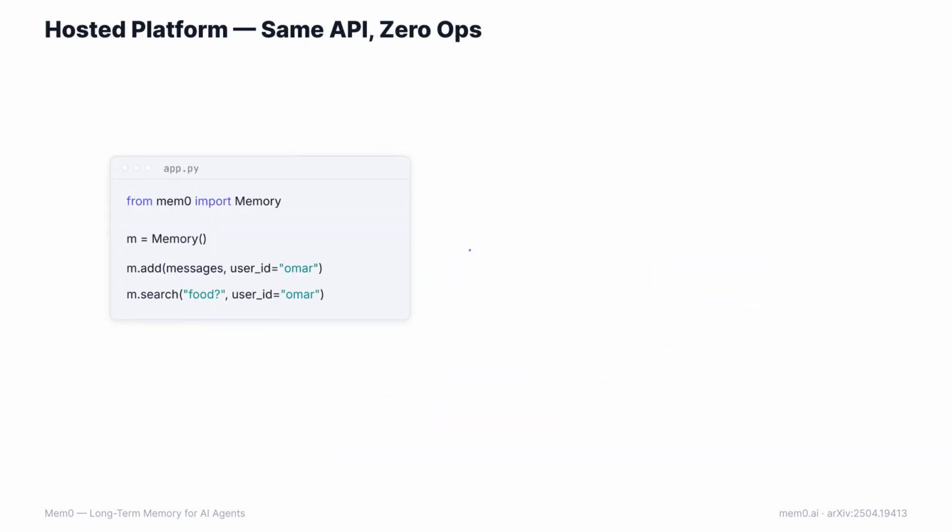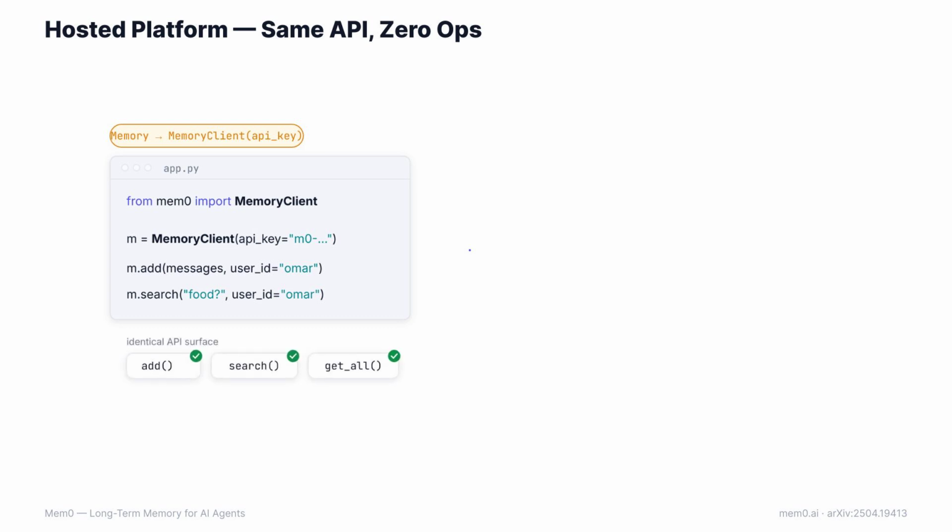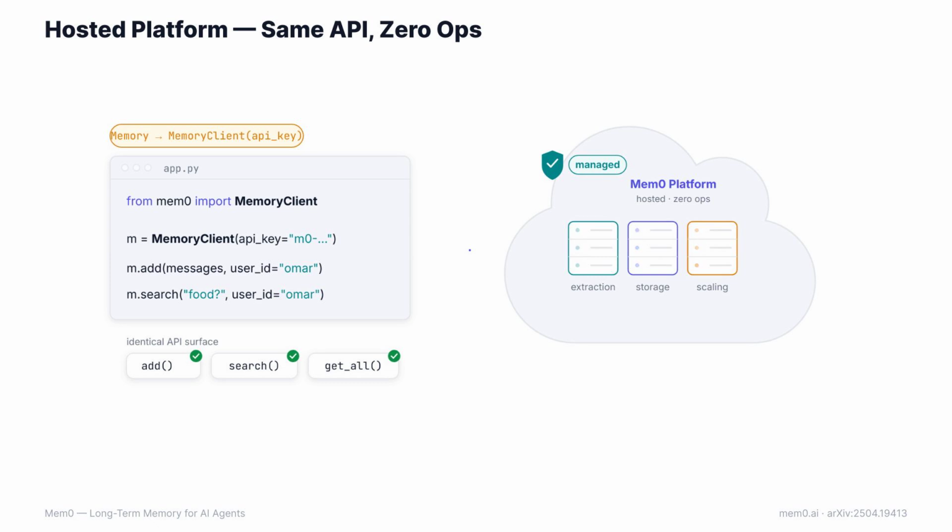If you would rather not run infrastructure, the hosted platform mirrors the same API. Swap memory for memory client with an API key from the dashboard, and add, search, and get all behave the same, while extraction, storage, and scaling happen server-side. The platform runs the latest memory algorithm with proprietary optimizations, ships analytics and a memory dashboard, and there is an async client as well. Prototype locally, then switch classes when you want managed.